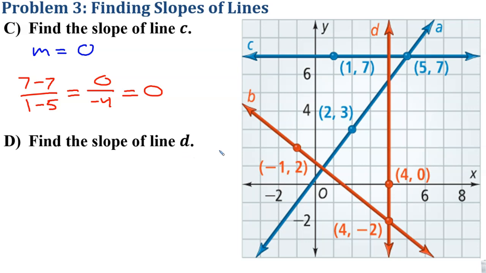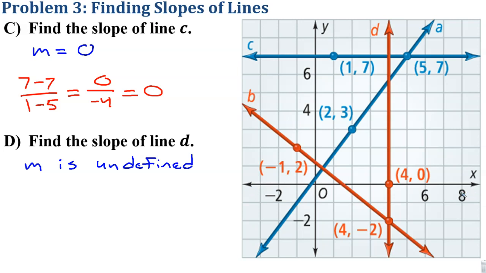D is another special case. Notice line D is vertical. It's going straight up and down. And anytime you see a vertical line, we can just say that m, our slope, is undefined. Undefined because it's essentially an infinite steepness. I can have as much rise as I want for no run.